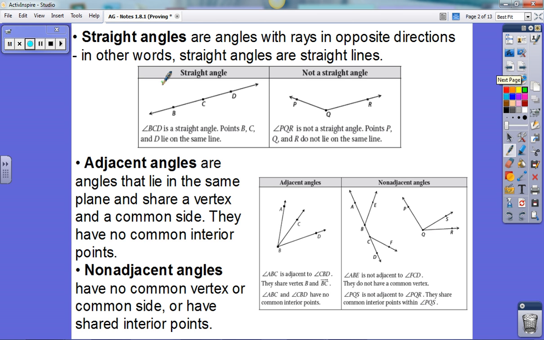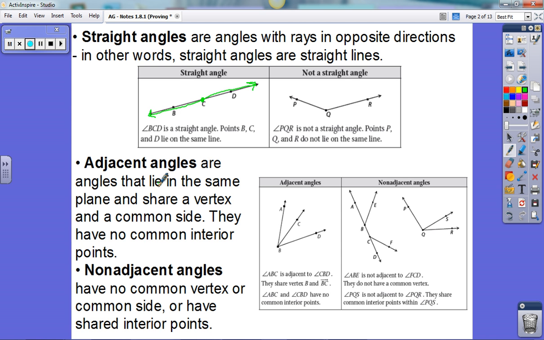Straight angles are angles where we have opposite rays that go in opposite directions. So remember, a ray begins at a certain point and then extends infinitely in one direction. And then here's another ray, it begins at a point and it extends infinitely in the opposite direction. So straight angles basically are straight lines. And straight lines are something that we can assume from a diagram. If a line looks straight, we can assume that it is straight. We don't need to be told that it is straight. And then again here we can see that it's not straight.